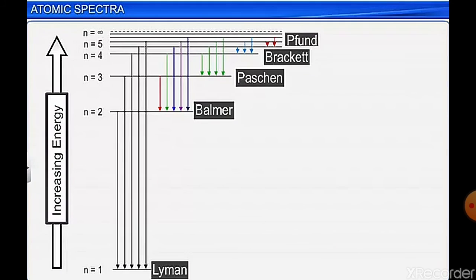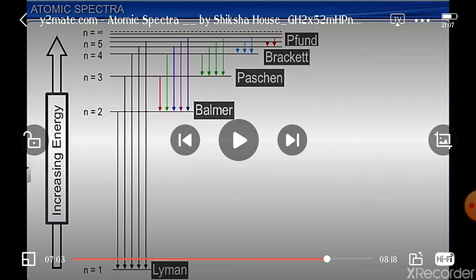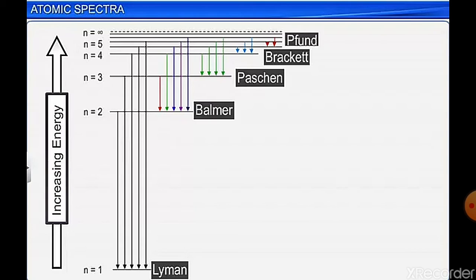Similarly, the Lyman, Balmer, Paschen, Brackett series have been proposed. The Lyman series belongs to the lower energy level, that is, electrons are coming from higher energy levels to the least possible energy, n equal to 1, the ground state. In Balmer, the electrons are emitted from higher energy and the least possible energy level is n equal to 2. In Paschen, the lower energy level is n equal to 3, in Brackett the lower energy level is n equal to 4, and in Pfund the lower energy level is n equal to 5. So the lower energy level is called the principal energy level.